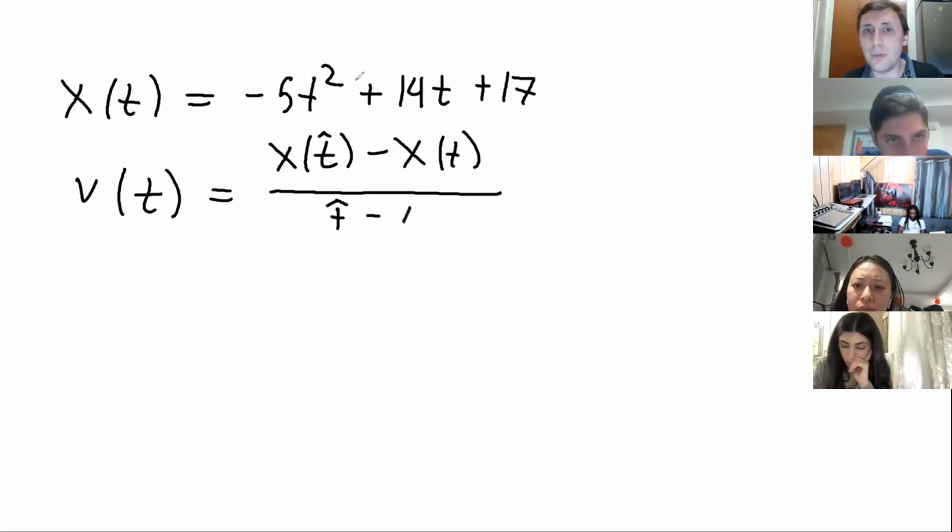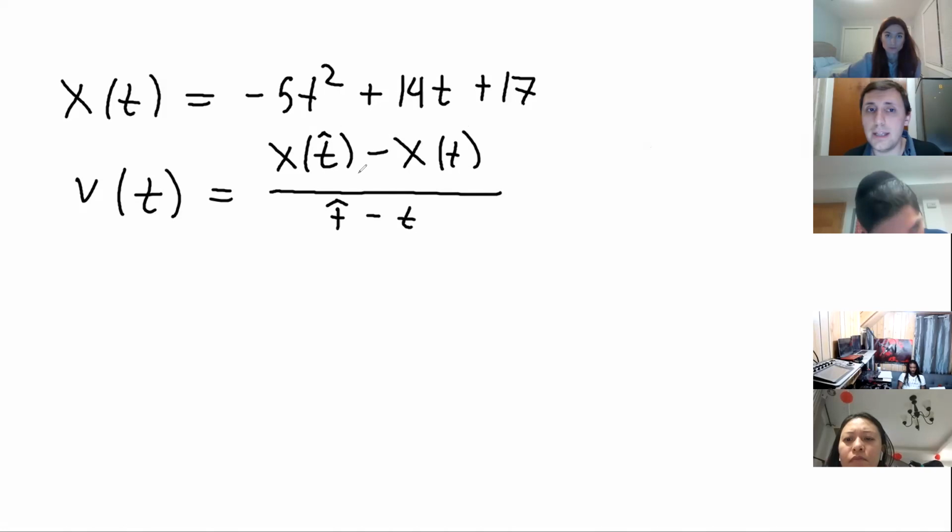Don't memorize a formula like this; somebody else could write it with different notation. The idea is: I take the difference in position divided by the difference in time, where the two times are very close together. There is one time t where I'm interested in finding the velocity, and another time t hat very close to t, an imposter of t.